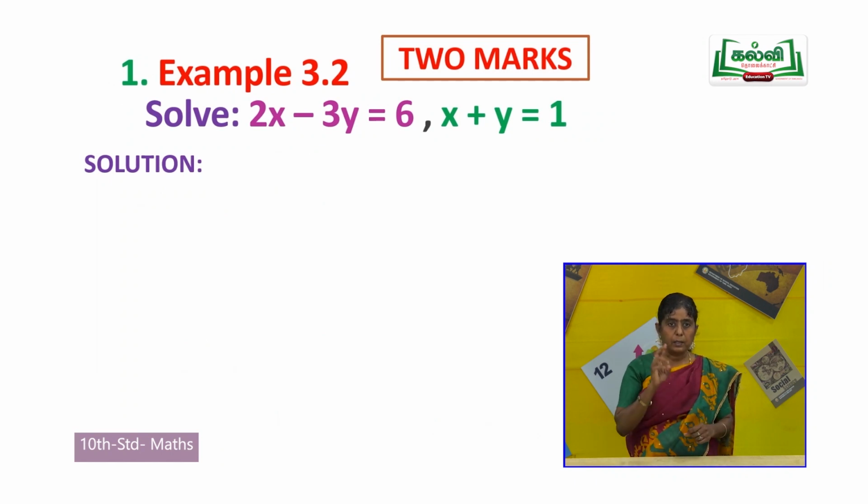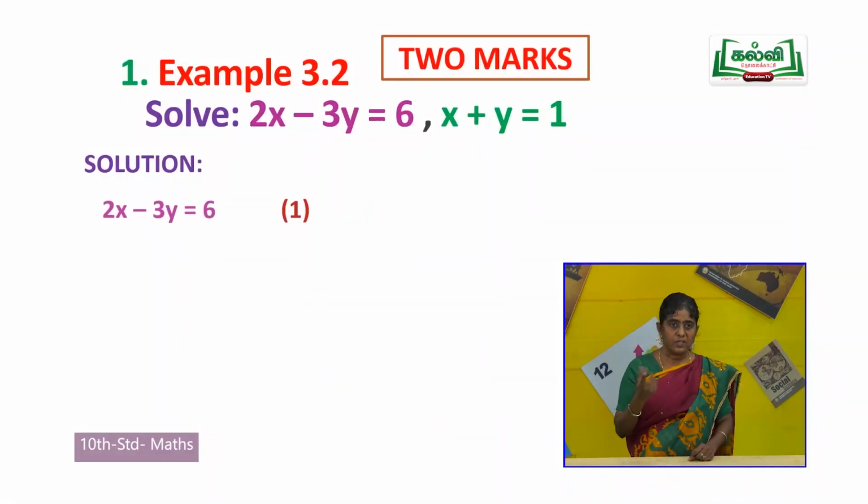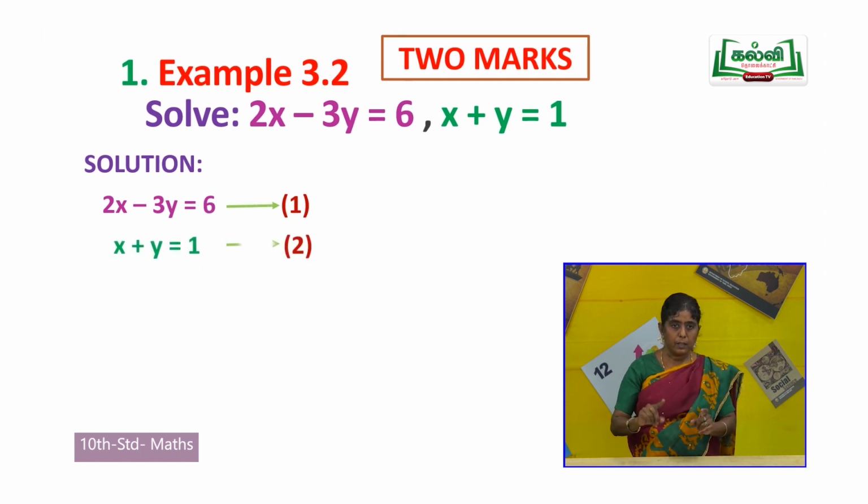Example 3.2, just two equations which were given to you in the 9th standard. 2x minus 3y equal to 6 and x plus y equal to 1. They are asking you to solve this. You have to use the elimination method. You take 2x minus 3y equal to 6 as the first equation, and x plus y equal to 1 you have to take as the second equation.